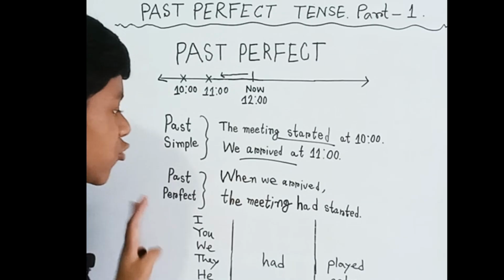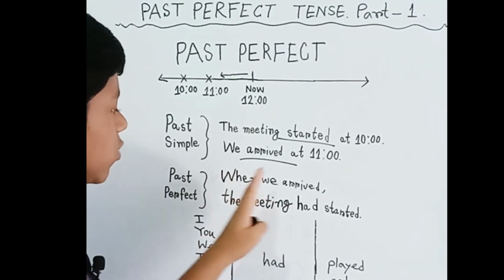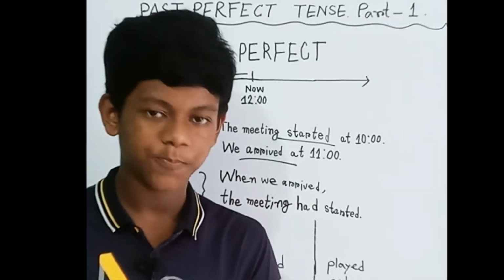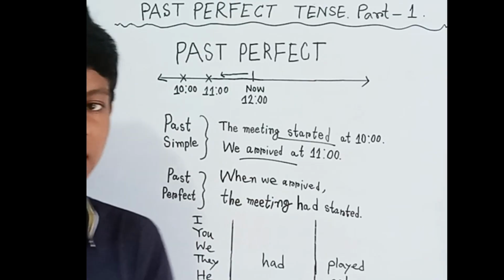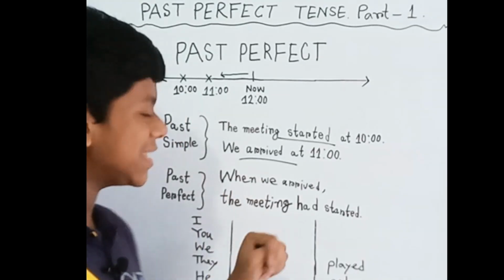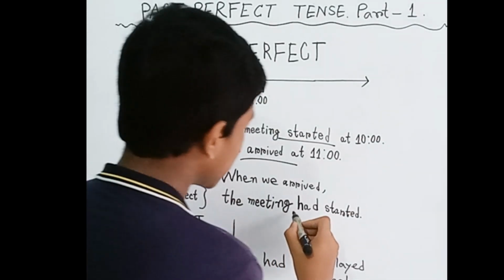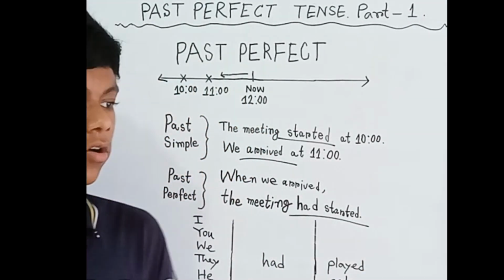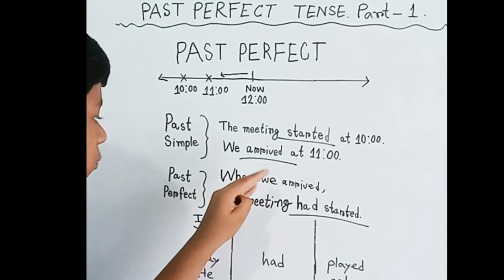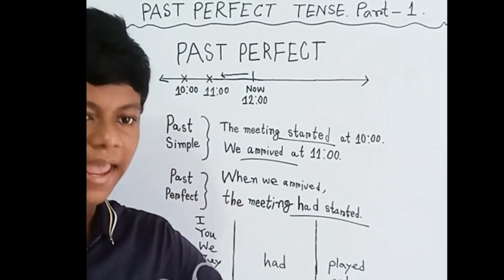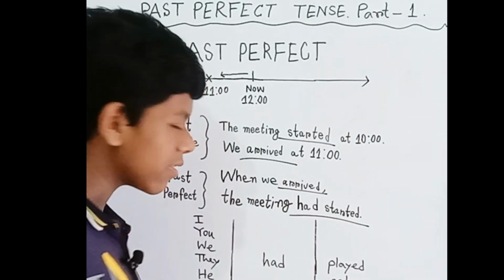But if we transform it on the timeline, we have to say when we arrived, the meeting had started. So which action happened first? Can you guess it? Yes, the meeting had started. Then we arrived. So here had started is past perfect. And for the latter action, we can use the past simple.